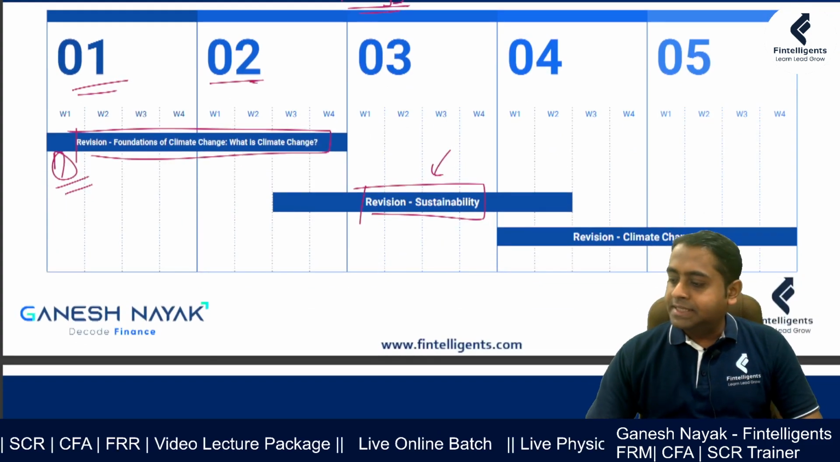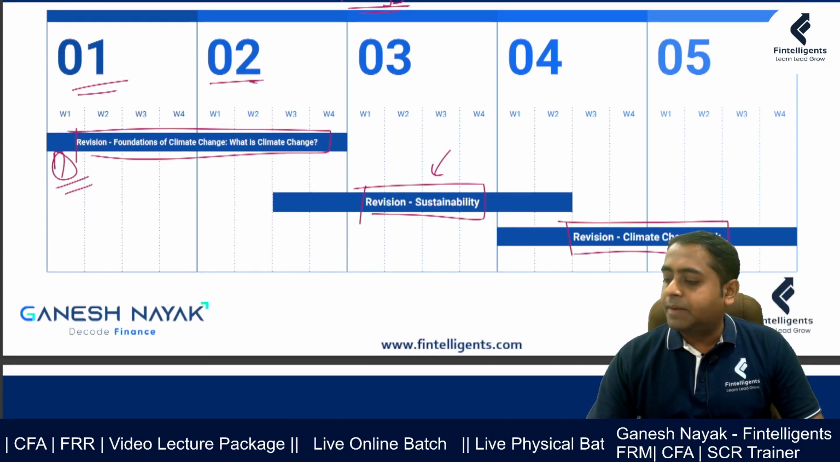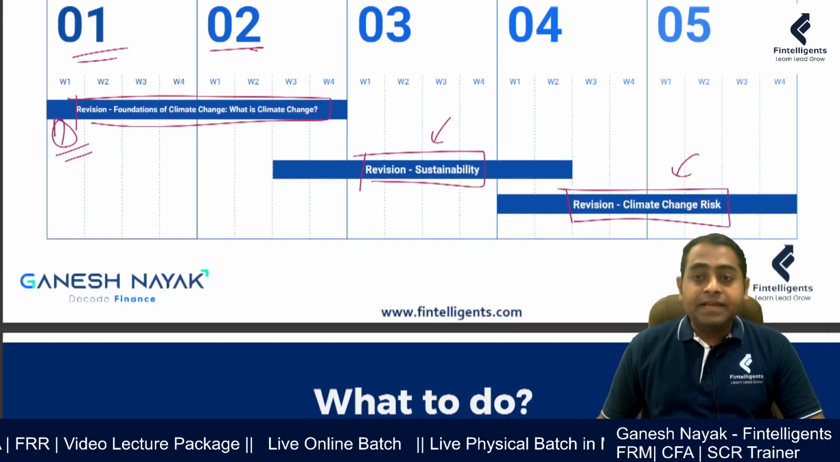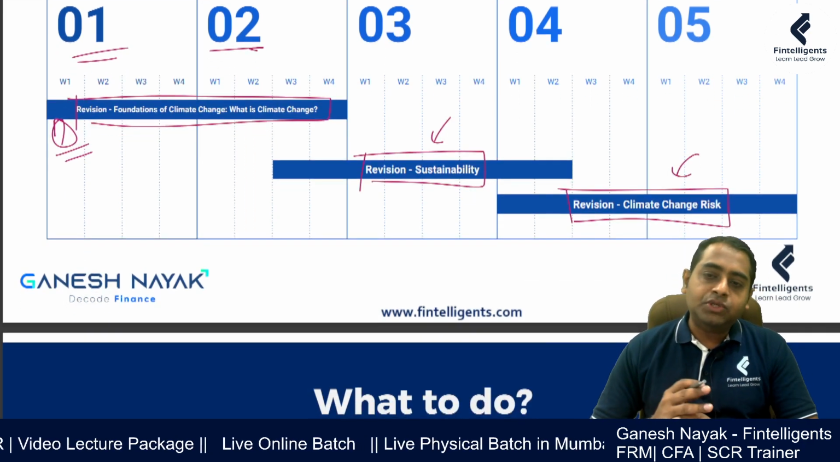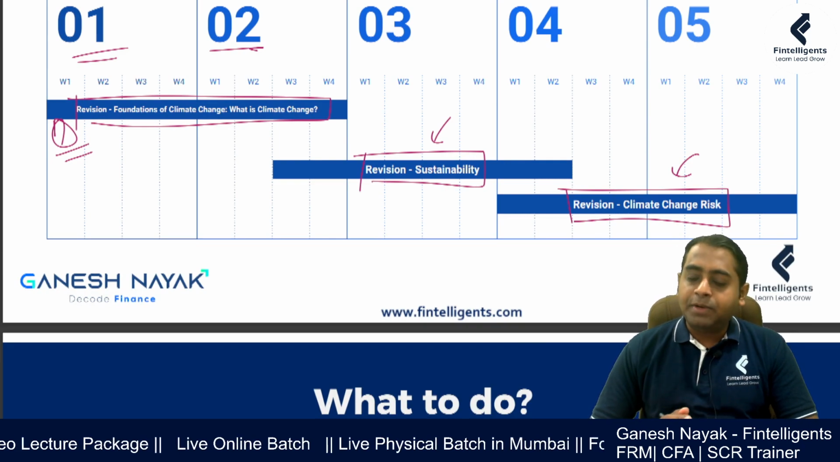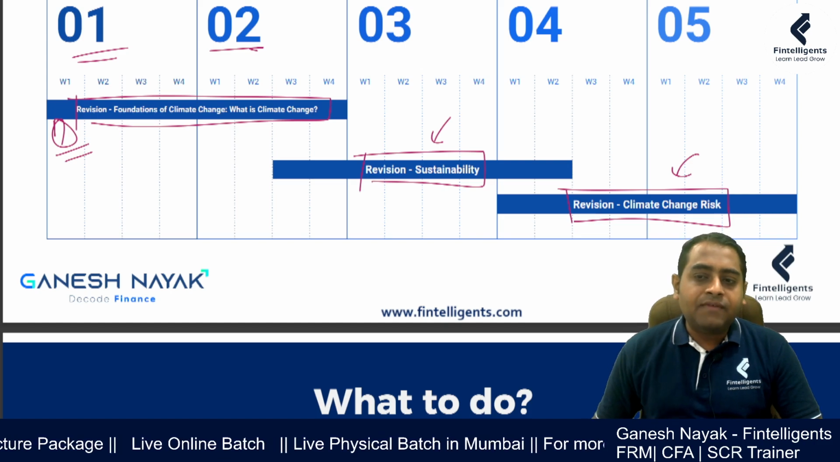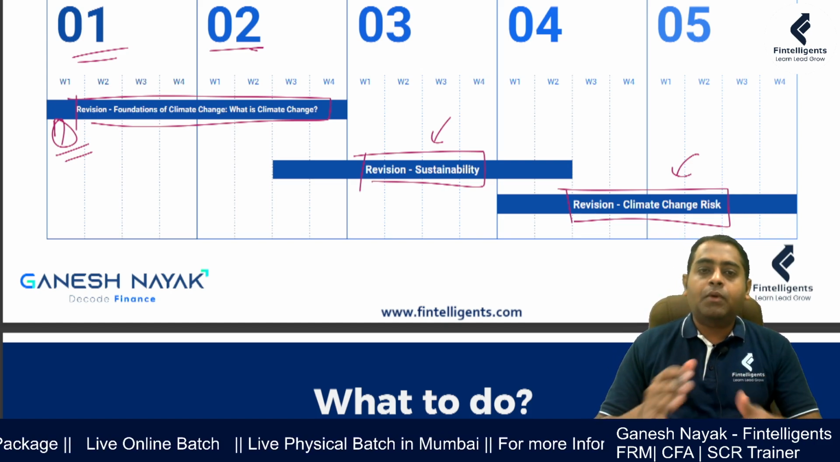Okay, next is the climate risk chapter, again a small chapter, basically an interesting chapter talking about the physical risk and the transition risk that we are going to face because of climate change. So for that chapter I've given almost 1.5 days to around 2 days, depending upon how you complete things.